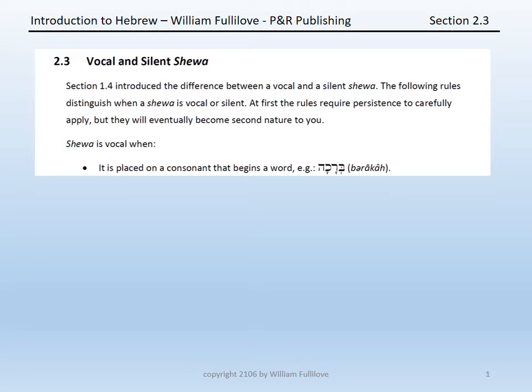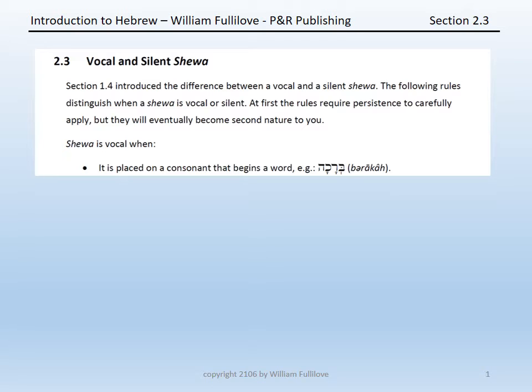Turning now to section 2.3, we return to the schwa. In chapter 1, we introduced the difference between a vocal schwa, pronounced with a scooped sound, like the English word "amuse," and a silent schwa, which has no sound value. To distinguish between a vocal or silent schwa requires the application of several rules.